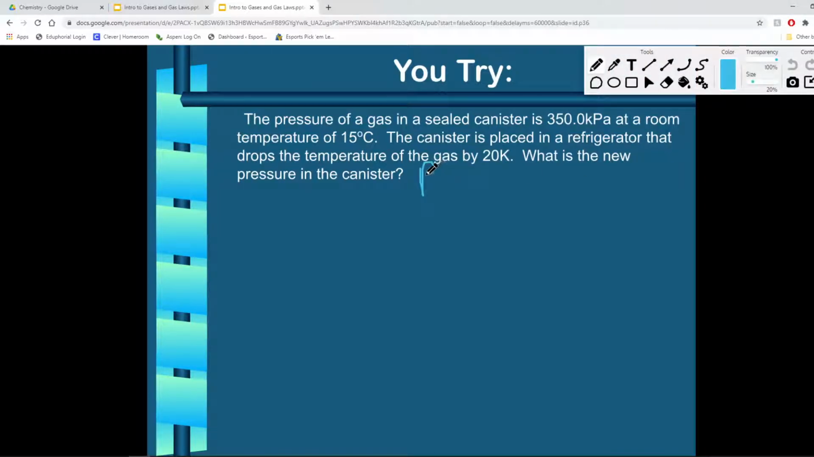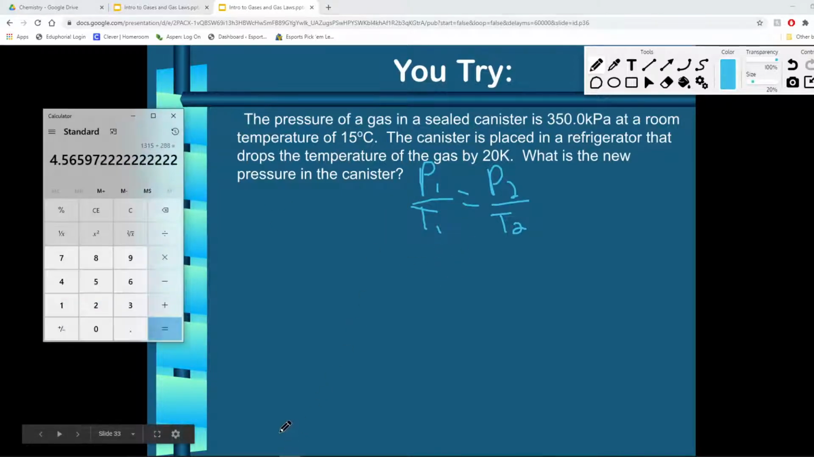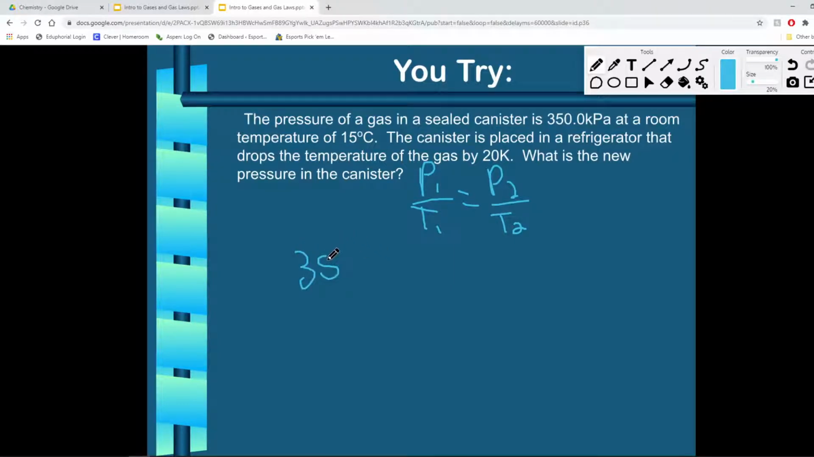So again, we're using the same equation here. P1 over T1 is equal to P2 over T2. It's telling us that the pressure of a gas in a sealed canister is 350 kPa at a room temperature of 15 degrees Celsius. So that's our initial temperature and pressure. Again, the Celsius, we're going to have to convert to Kelvin. So we do that by adding 273. So we end up with 350 kPa over 288.